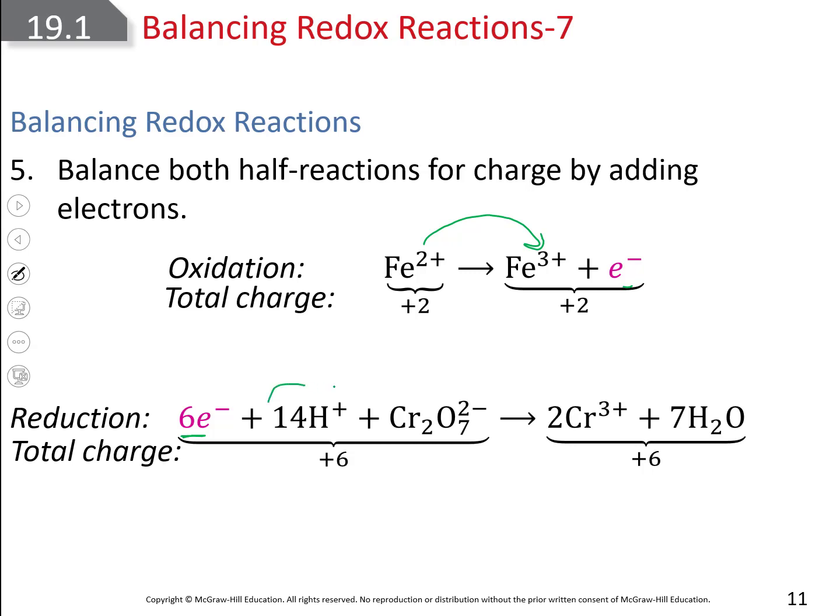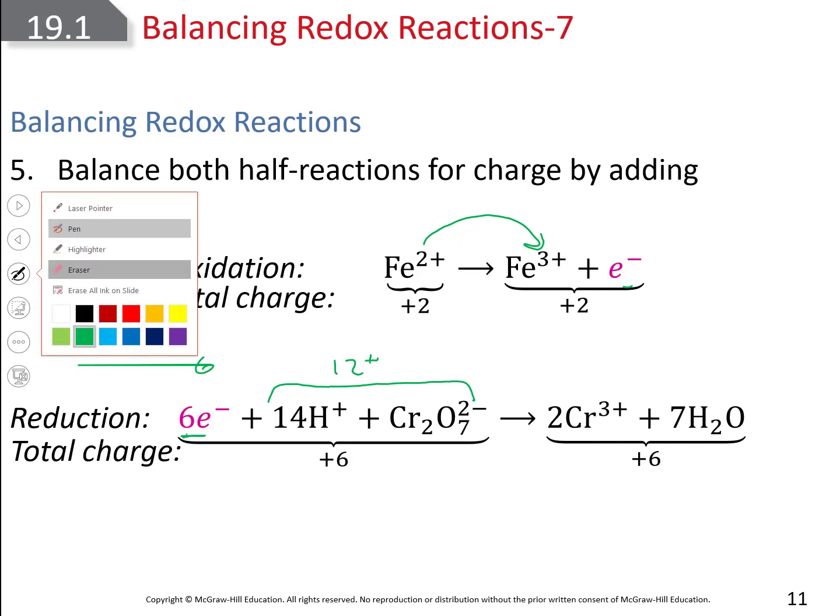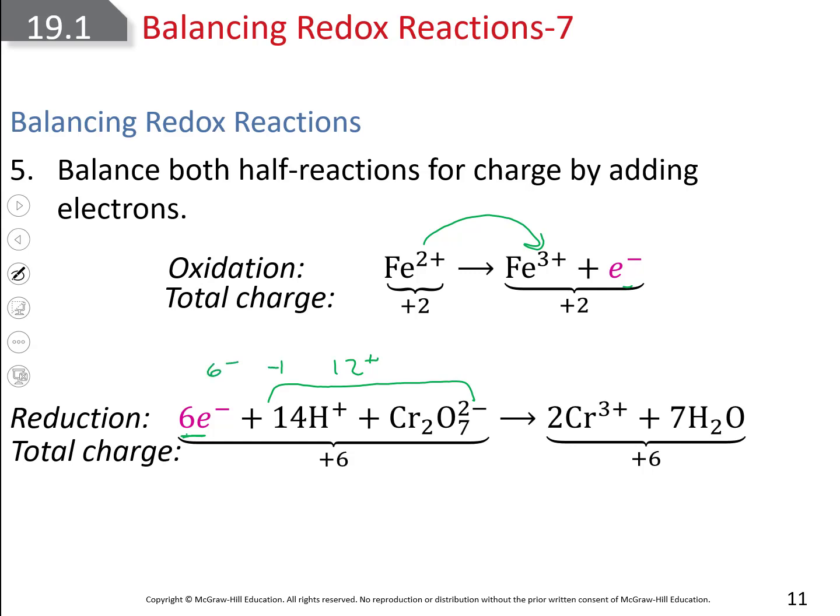So this portion again was 12 plus, I add in those 6 electrons, so those 6 minus, and that brings me down to 6 plus. So 6 minus plus 12 plus gives this plus 6, so now it equals the charge on our other side. So technically now we're where we were at the end of the first step of the last problem. Don't worry, just 2 steps to go.